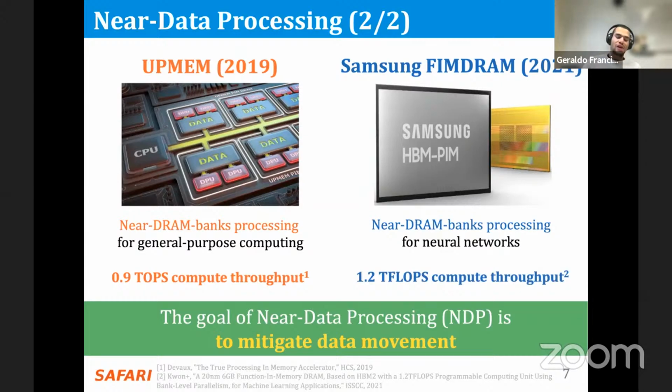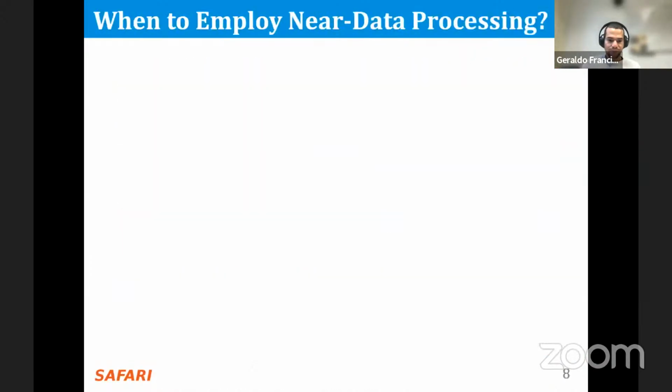So right now we have these two examples here, but since 2021, we have seen more examples from industry. For example, near data processing systems from other companies like Alibaba, other architectures from Samsung, or other neural network-based architectures from SK Hynix. So as you can see, it's a really timely time to study processing in memory architectures.